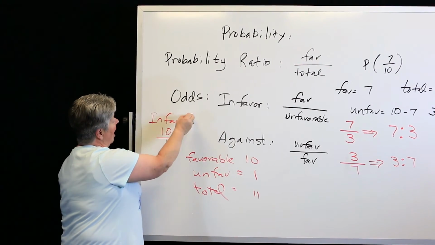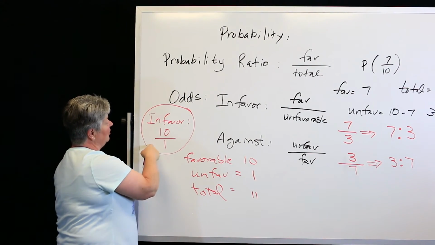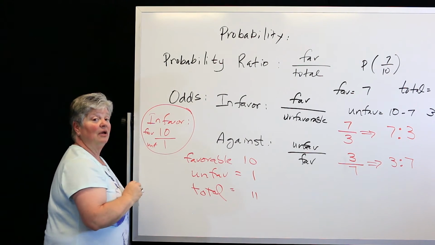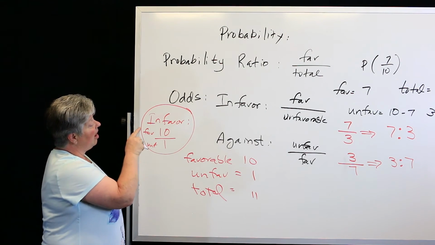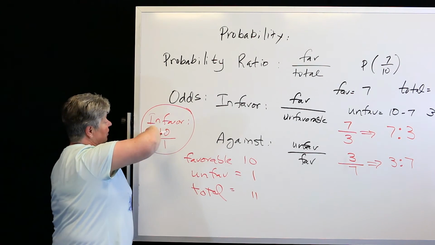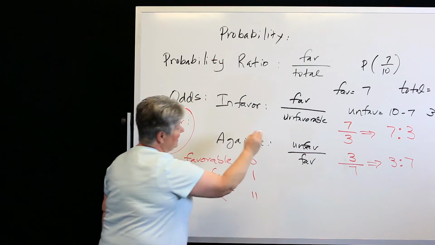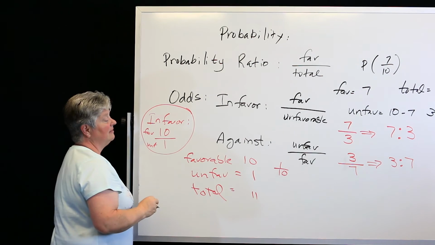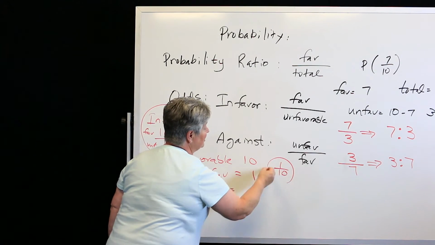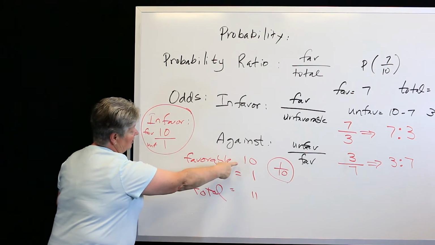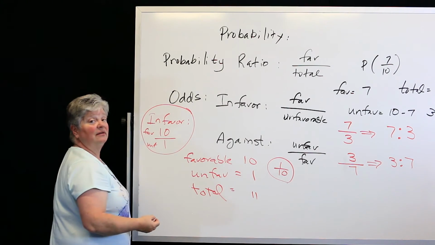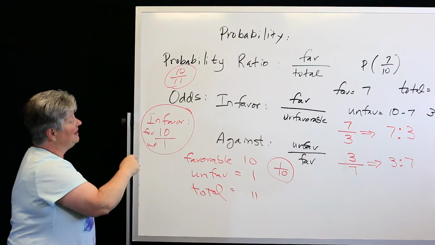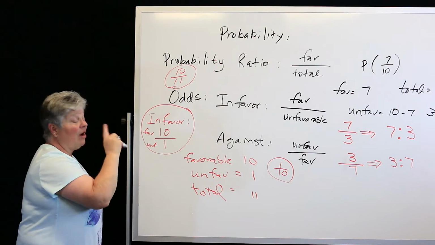So if I was given odds in favor as 10 to 1, I was given favorable to unfavorable. I could determine odds against. My odds against are going to flip this. So my odds against in this particular case would be 1 to 10. My probability in this particular case would be 10 out of 11. So if I know any one of these three ratios, I know all three of them.